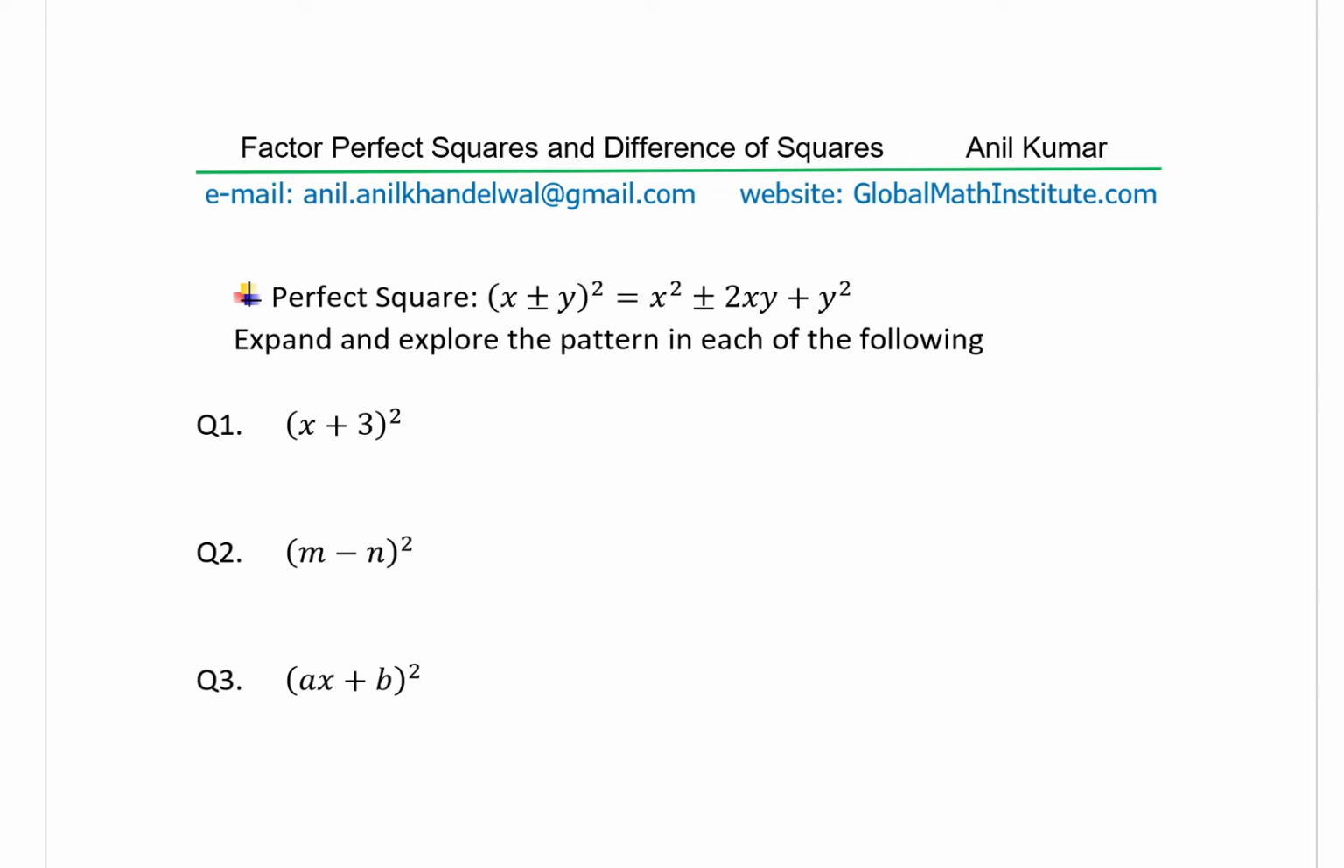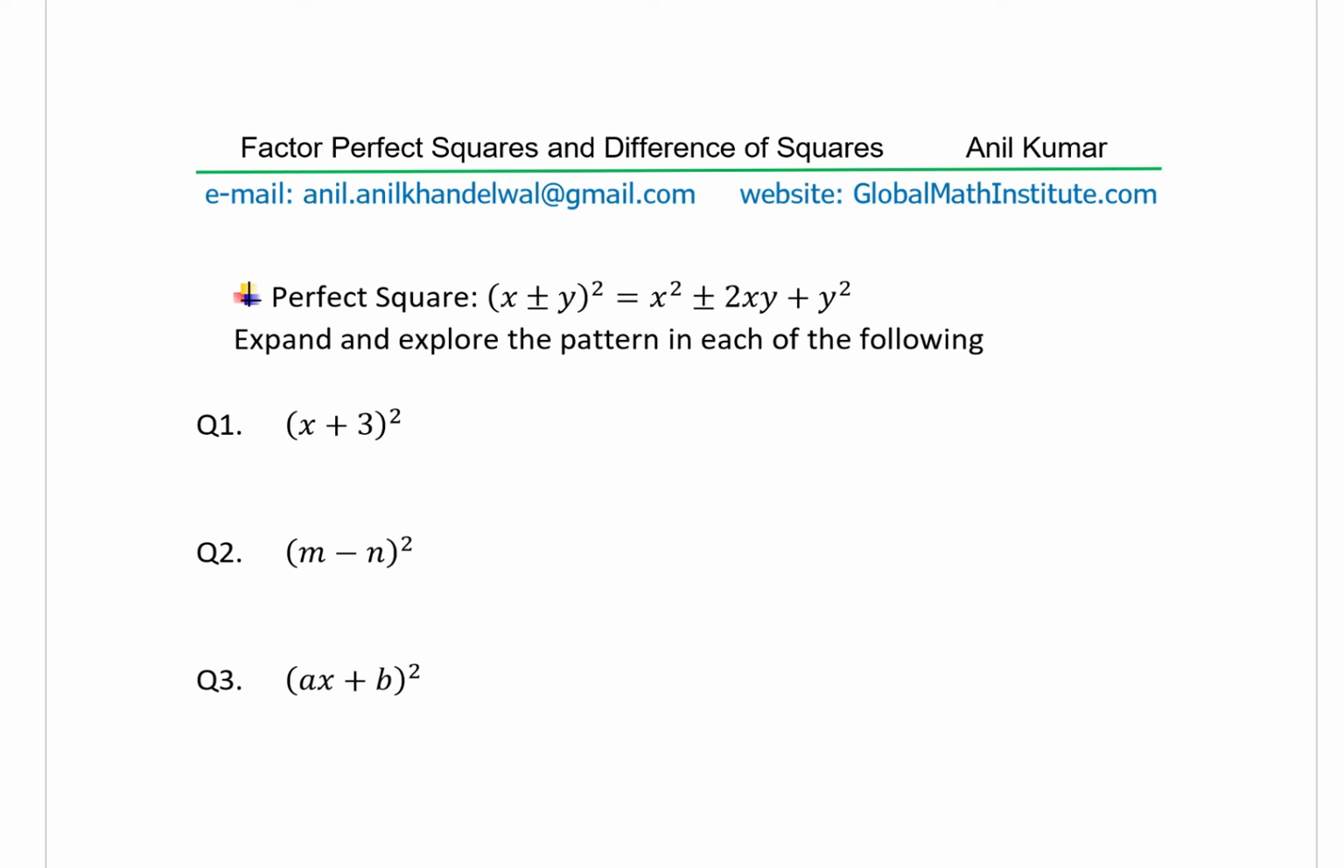The formula is given to you right there. x plus minus y whole square is x square plus minus 2xy plus y square. Now, the question for you is to expand and explore the pattern in each of the following. We are given three perfect squares. Question number one, x plus 3 whole square. Question number two, m minus n whole square. And question number three, ax plus b whole square.